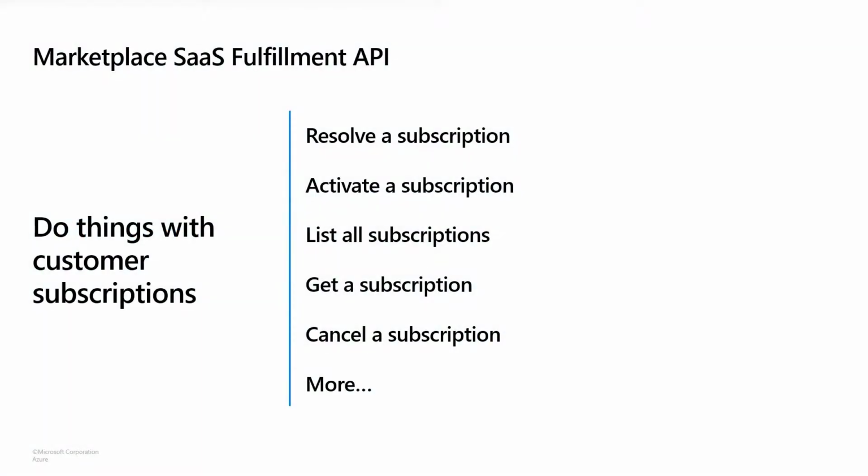So what can we do with this API? You can tell by all of the actions on this screen that it's very subscription focused, because that's what we want to work with. Customer subscriptions to our products. So we get to do things with customer subscriptions like resolve one, that is to say, gain access to one. We get to activate a subscription if it's in an inactive state. We can list them all, we can get a specific subscription, cancel one even, and there are more operations, as we'll see, that we can do using this SaaS Fulfillment API.